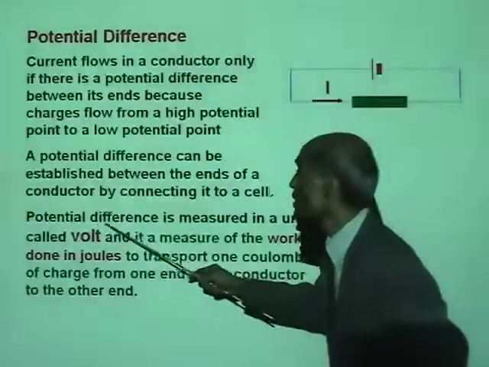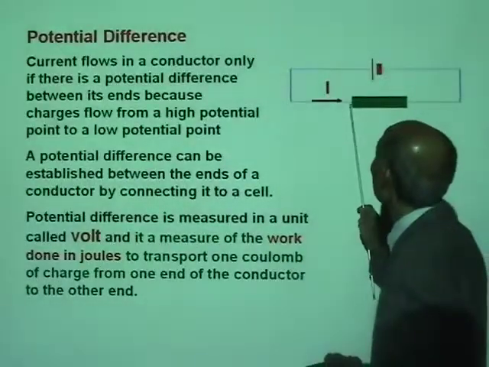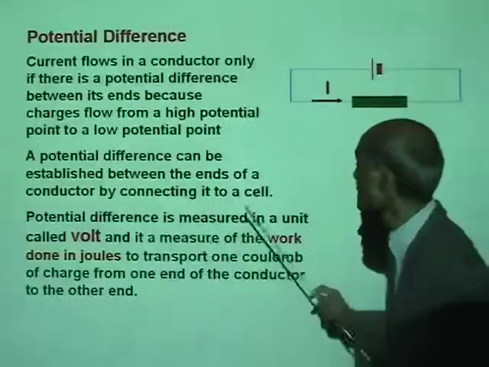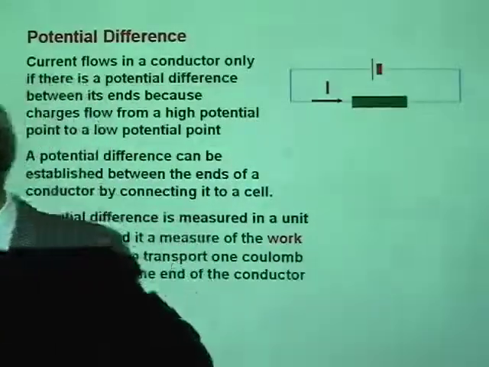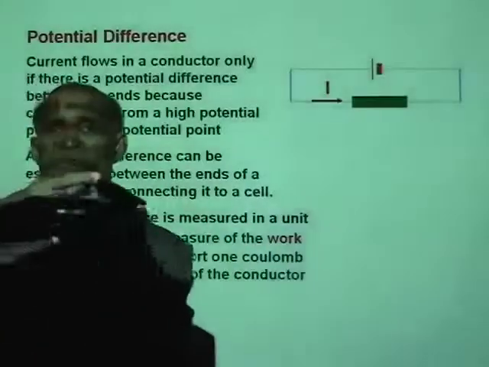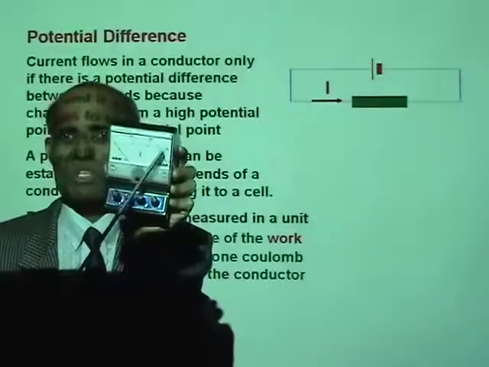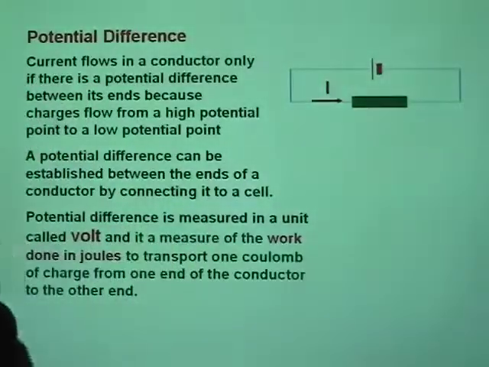Now, potential difference between the ends of a conductor can be measured using a voltmeter. I have a voltmeter here. This is a voltmeter. You can see V written there. Potential difference can be measured using a voltmeter.